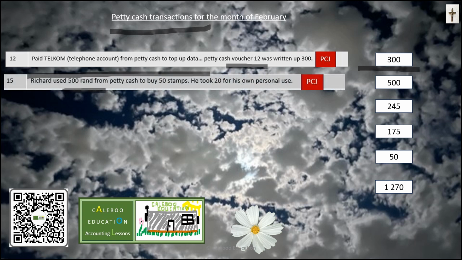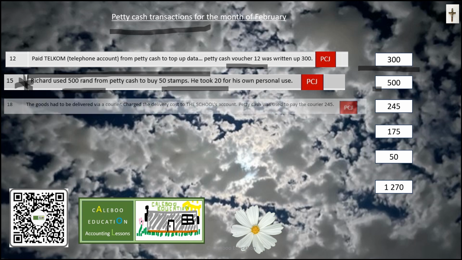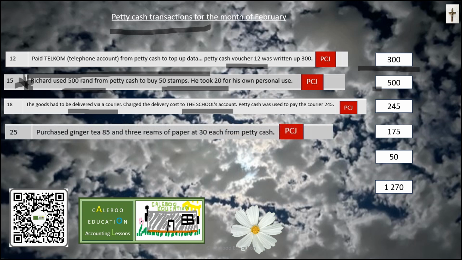Richard the owner used 500 Rand to buy stamps. That one might need some careful attention, because some of the stamps were for business use and some of the stamps were for personal use, but the total amount was 500. We're going to look at courier charges that were charged to one of our clients' accounts. The courier was paid by petty cash. Then there was a purchase, some tea and paper. We need to record that.